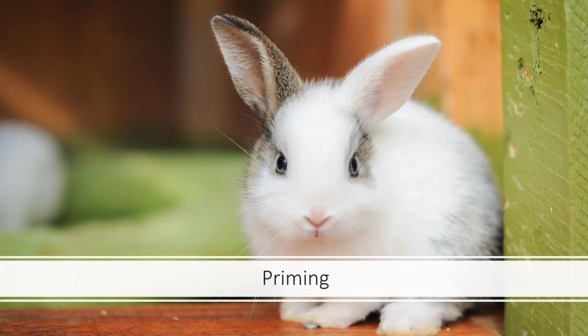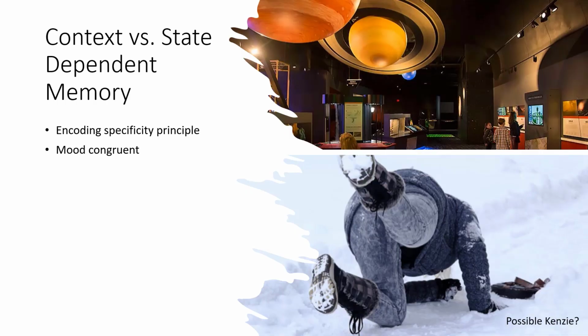Priming can change our behavior. For example, if I was to prime you with money-related words and materials, you may be more likely to act more materialistic or self-interested. Putting yourself back in the context where you earlier experienced something can prime your memory retrieval.